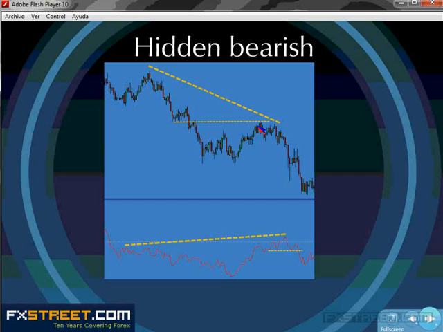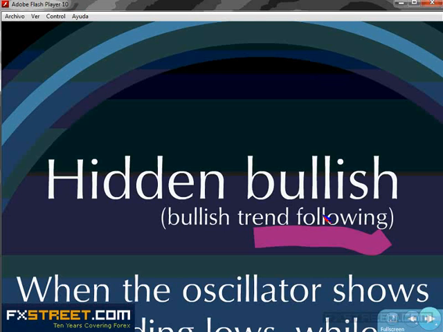So when prices go back into this level, it triggers that distribution action again, this supply evidence, the end price action, and then the ensuing trend continuation in that case. Okay, and then we have the hidden bullish, which is a bullish trend following situation.